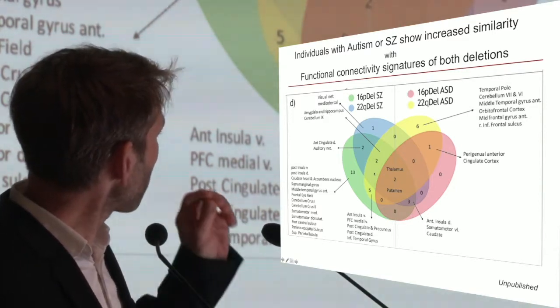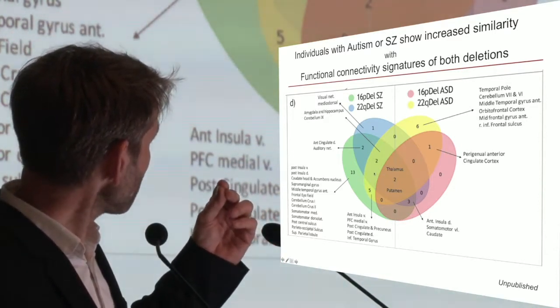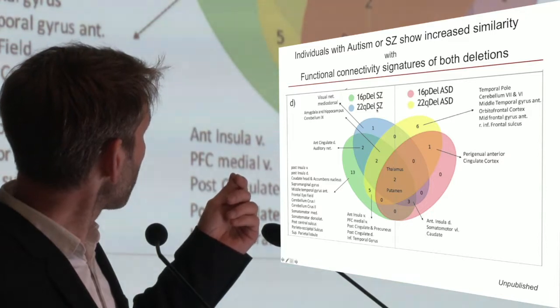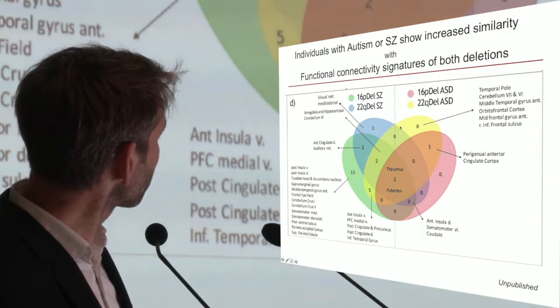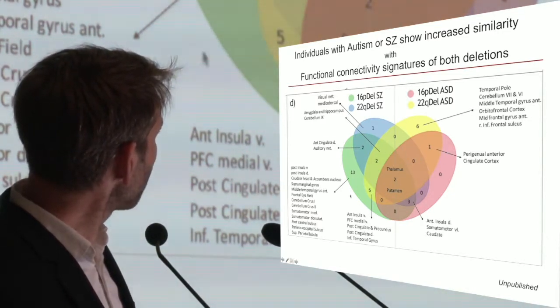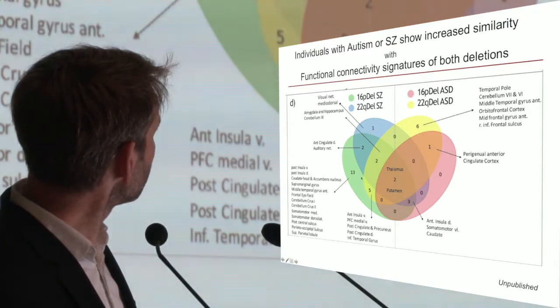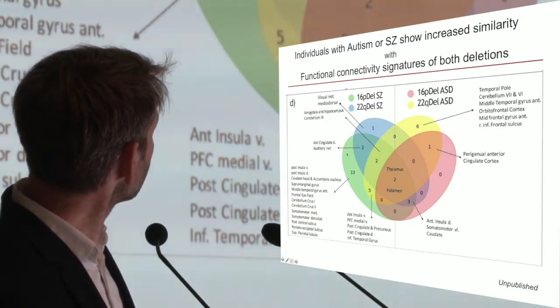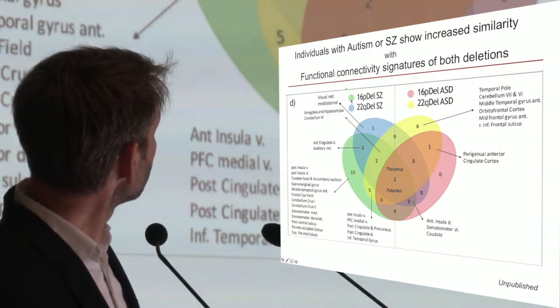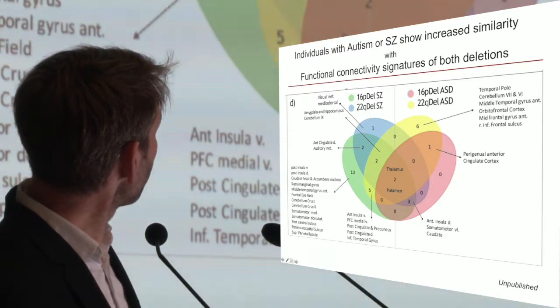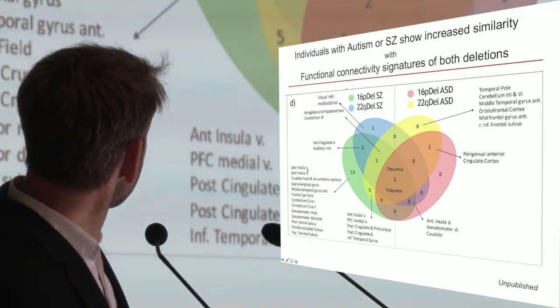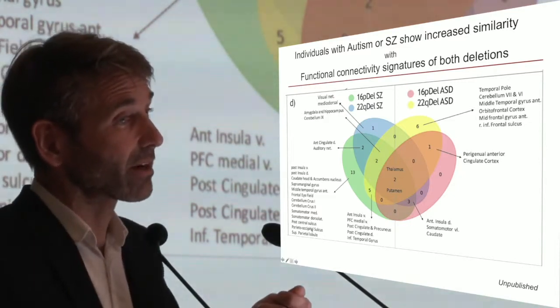And if you compare all of the connections of individuals with schizophrenia, autism, and 16P and 22Q, you end up with this complex Venn diagram of patterns where you have for each Venn the increased similarity. For example, this Venn here shows an increased similarity between individuals with schizophrenia and the 16P11.2 pattern. And here are listed all the regions that are driving this similarity.